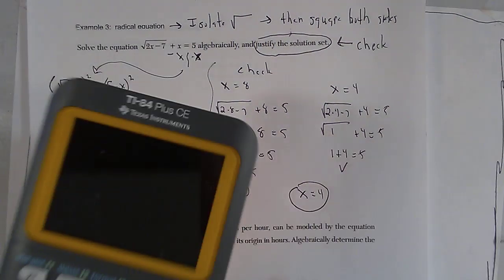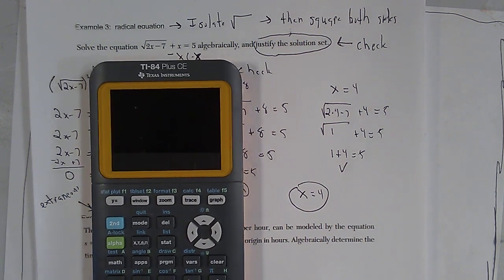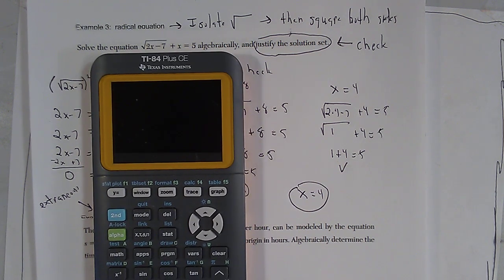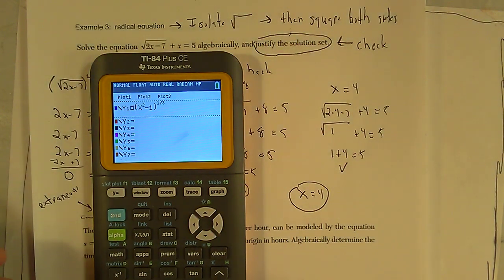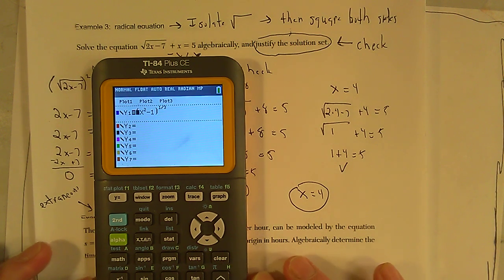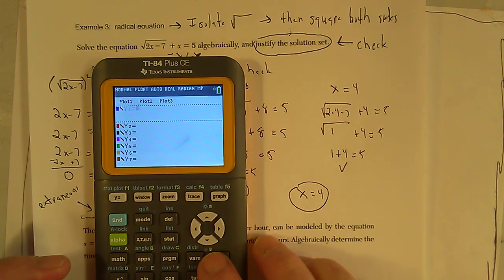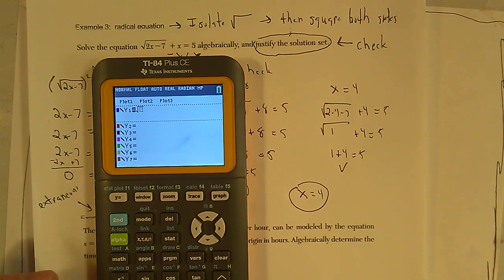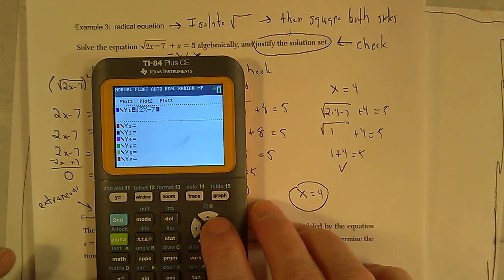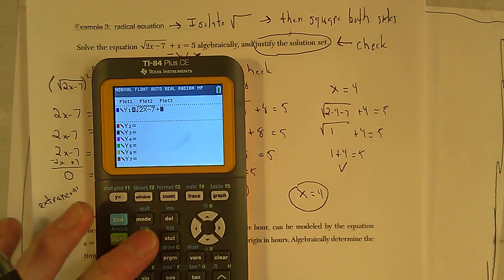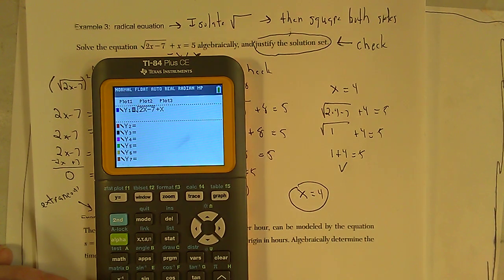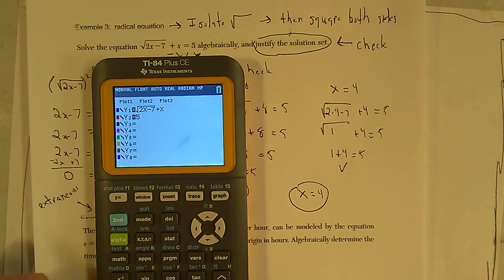Now let's check it on my calculator. Remember, calculator solutions are really good if this was multiple choice. You wouldn't have to do it algebraically. So I type in, for y1, the left side of the equation, second square root, 2x minus 7, outside the radical, plus 5, plus x, and then on the other side, do 5. Try zoom standard.